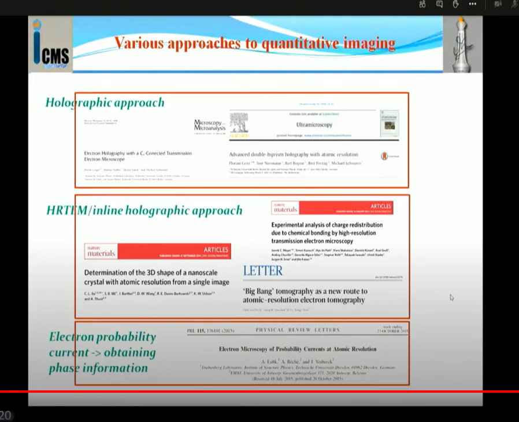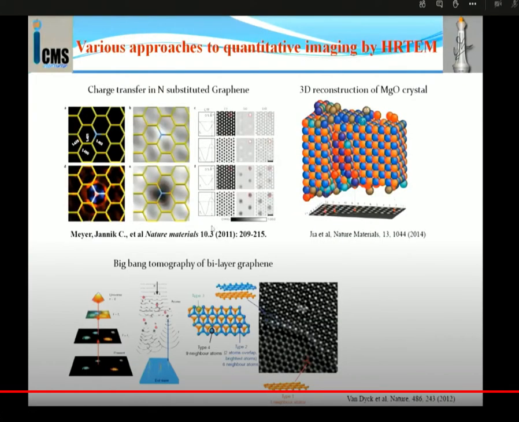Some examples from the literature. Here is an example of nitrogen doped graphene. It is not only the imaging of the atomic dots, but it's showing how one electron of nitrogen is shared by the surrounding carbon atoms. So one electron wave function is actually imaged by this technique. And from one micrograph, the complete reconstruction of all the atoms in the MgO crystal has been shown, and also for bilayer graphene by another theoretical method called Bloch wave tomography.